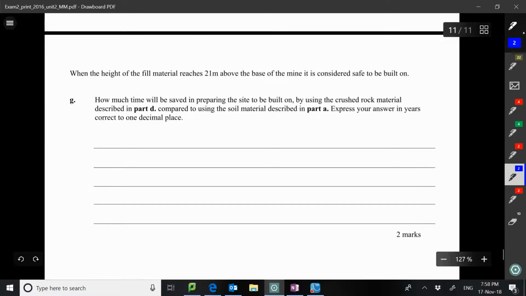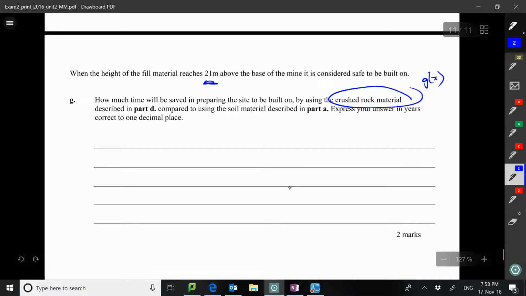When the height of the fill material reaches 21 meters above the base of the mine, it is considered safe to be built on. How much time will be saved in preparing the site to be built on by using the crushed rock material? So we want the crushed rock, and I named it as g of x before. Described in part D compared to using the soil material described in part A. Express your answer in years correct to 1 decimal place.